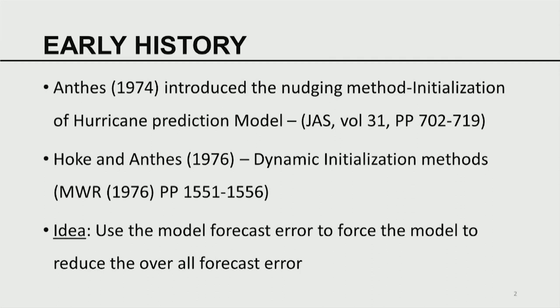The idea is to use the model forecast error to force the model so as to reduce the forecast error. So, it is a kind of feedback principle. The model makes a forecast, observations are there, there is a forecast error. I am using the forecast error to force the model to reduce the forecast error. This is the fundamental principle that underlies any feedback control mechanism. So, it is a kind of feedback control theory that is brought into focus by this nudging scheme within the context of data assimilation methodologies.